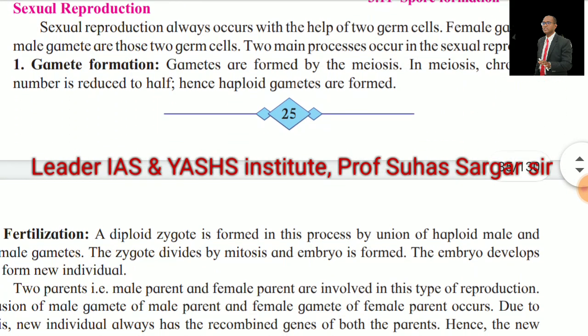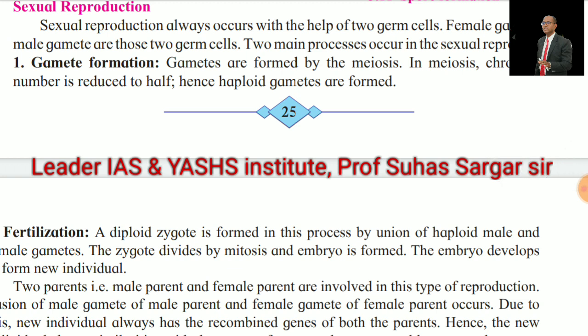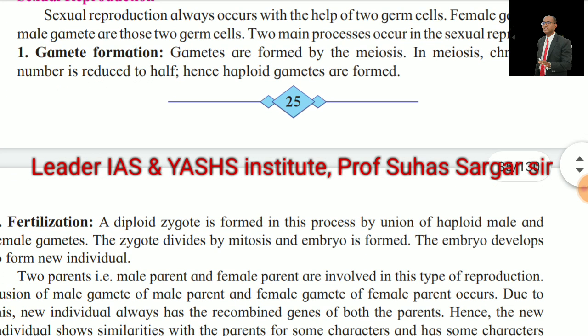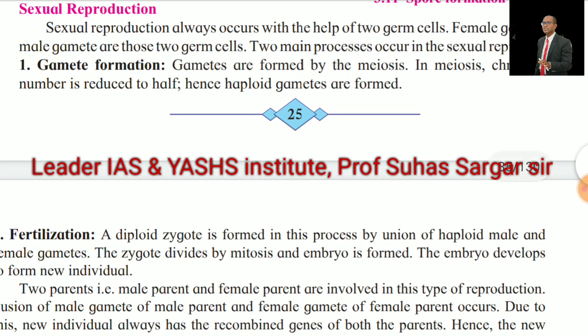Now, sexual reproduction. Sexual reproduction always occurs with the help of two germ cells. Female gametes and male gametes are those two germ cells. Two main processes occur in sexual reproduction. First, gamete formation. Gametes are formed by meiosis. In meiosis, the chromosome number is reduced to half. Hence, haploid gametes are formed.